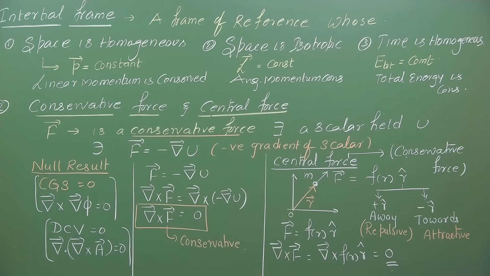If time is isotropic, what will happen? We can go back to the past easily. No, it's possible, but it's not possible. Anyhow, time is not isotropic.